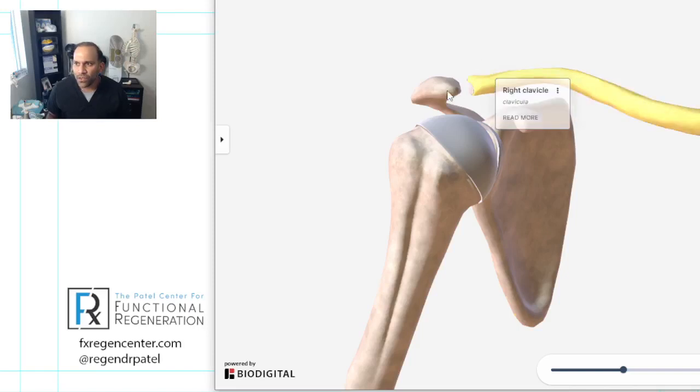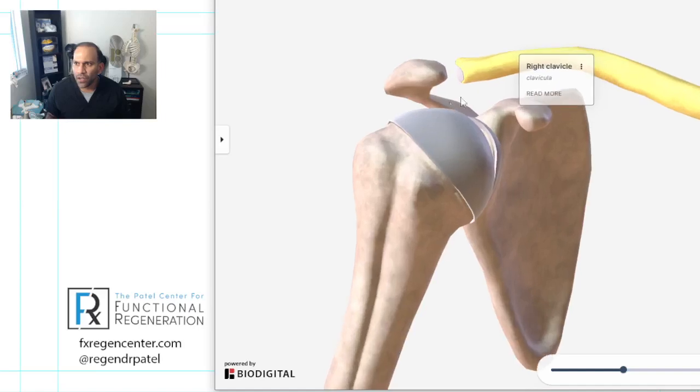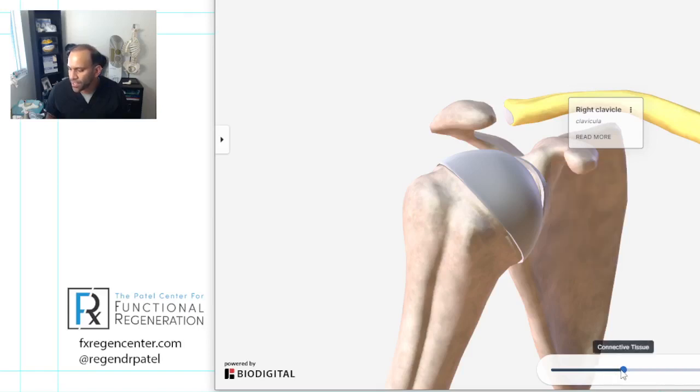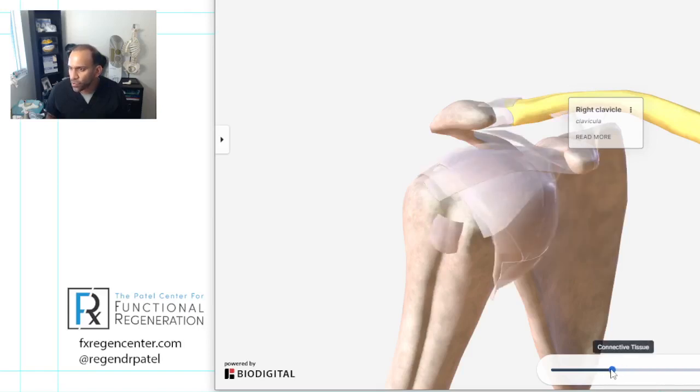Now, as the AC joint develops some arthritis, the bone can actually get a little bit larger, and that can narrow the space that's traveling underneath the bone. So if you could imagine, if this bone is getting larger, the space underneath that bone is going to decrease. So as that space decreases, the stuff that sits underneath there will have less room.